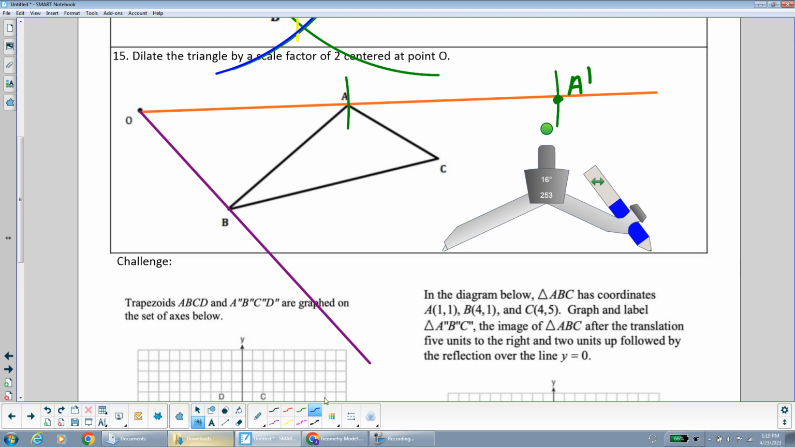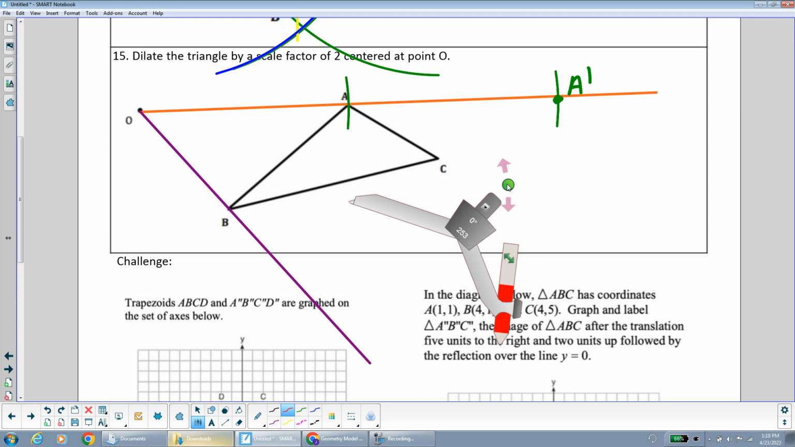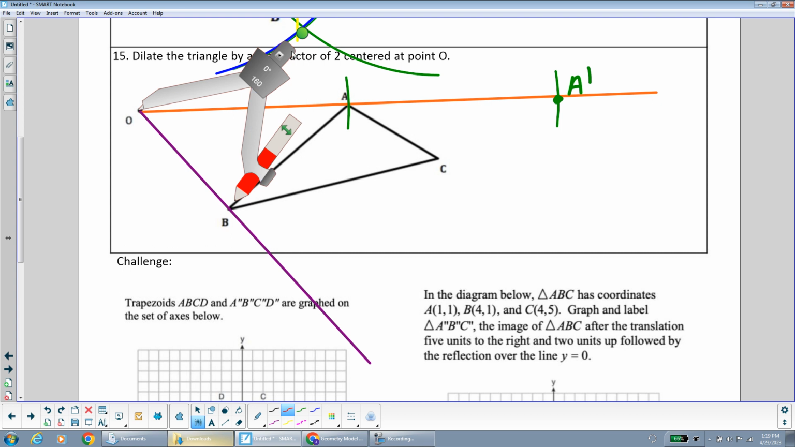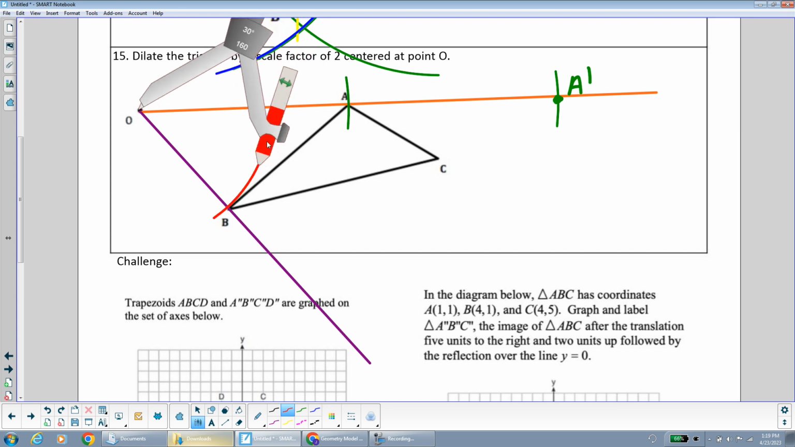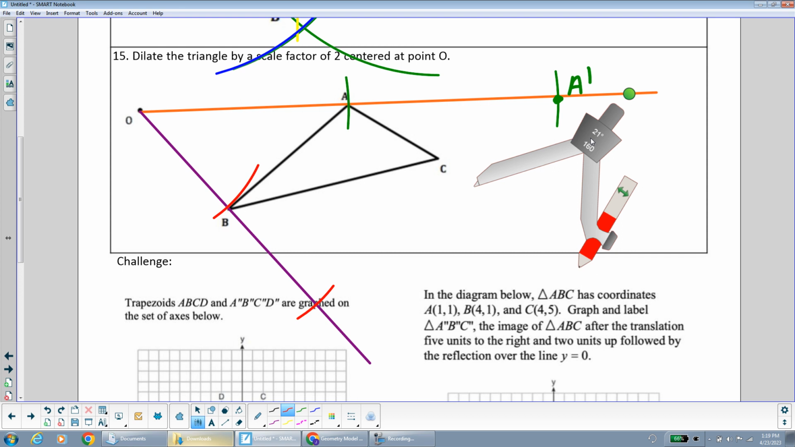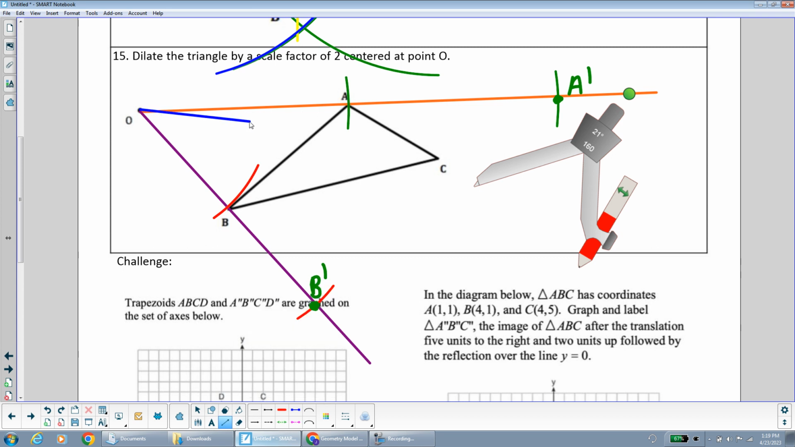Let's do the same thing. Let me get a different color. Let me measure. Put an arc to show I measured. And double that distance. One more to go. Let's see if I can fit it here. Hopefully there's enough space. Yeah, there is. Perfect.